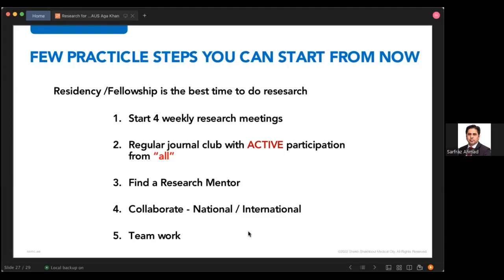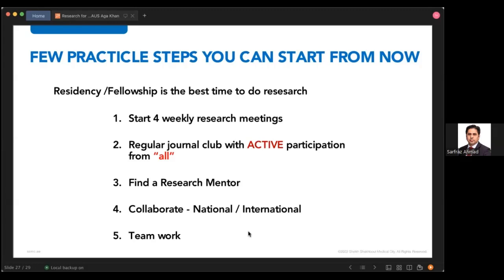A regular journal club is essential. I know many hospitals have a journal club, but everybody needs to read the paper, critically analyze the results, and everybody needs to be active. The journal club will not only give you more ideas, it will help you learn how to analyze the data, and also give you an idea of how you should write your paper when you reach the writing part. So this is absolutely essential: a regular journal club. Research mentor, I already mentioned that you need to have a research mentor. Then collaboration: you can do it nationally. Within your hospital, you can work with a different team, like nephrology, or laboratory science.